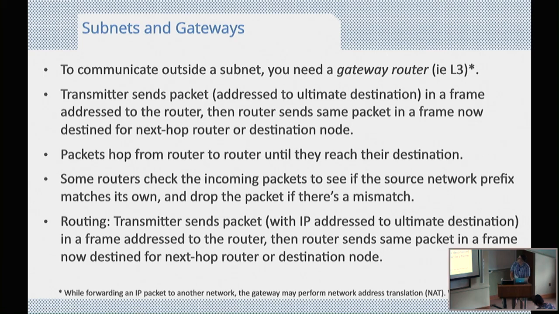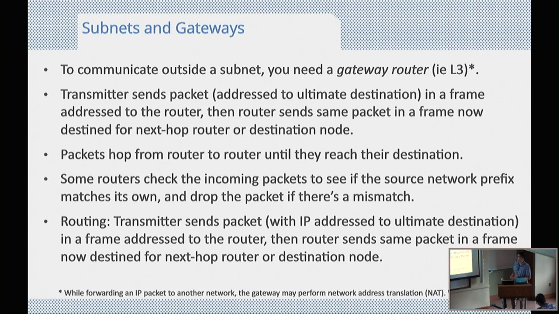The idea here is that the transmitter sends a packet addressed to the ultimate destination that it wants to go to, but with a frame addressed to the next hop, the gateway router. I'll show an example of this in a minute. Packets then hop from router to router until they reach their final destination. Word of caution: some routers check the incoming packets to see if the source network prefix matches their own, and will actually drop the packet and not forward it if there's a mismatch. Cisco, for example, comes configured this way by default. Mellanox does not.